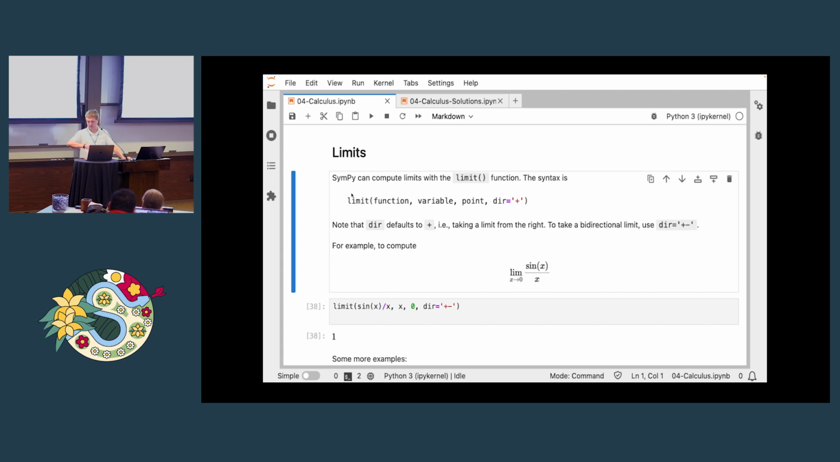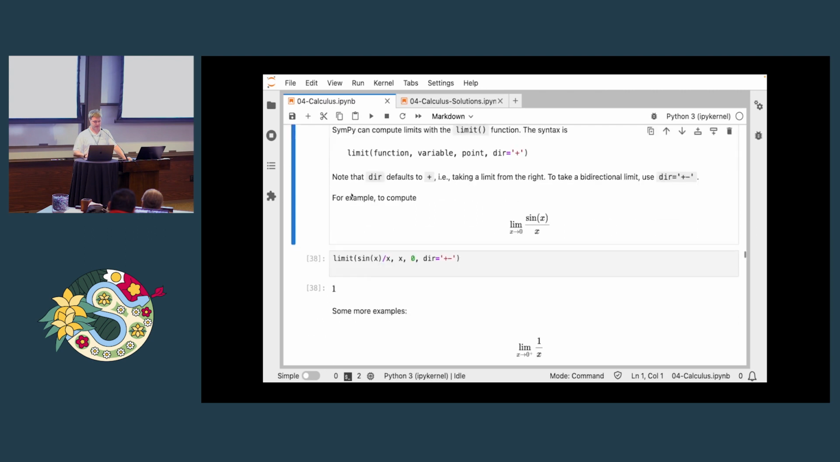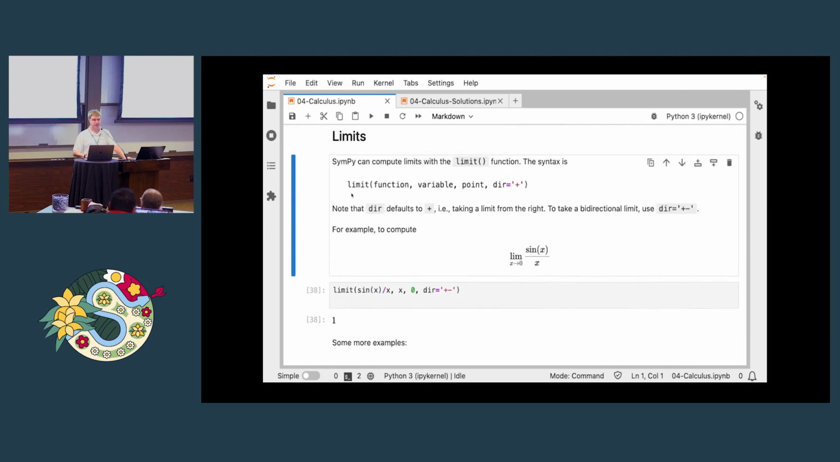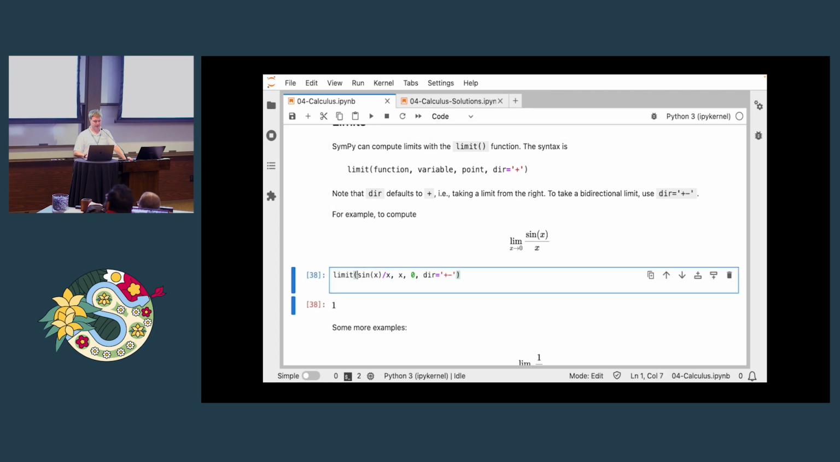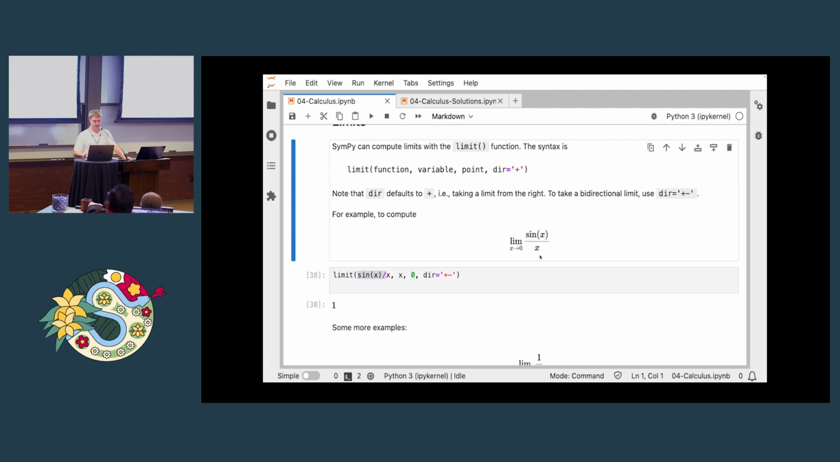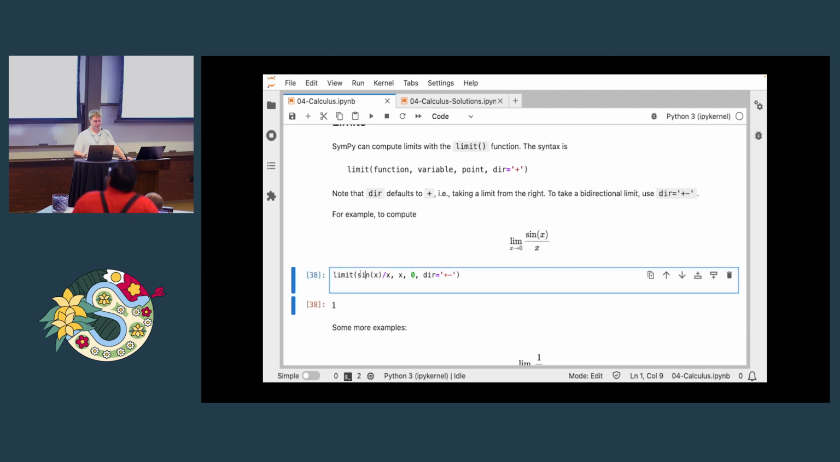All right, we may not get to series expansion, but that's okay. Any questions? All right, well, the next calculus thing is limits. The limit function works like limit, function, variable, point. So to compute the limit of, say, sine x over x, as x goes to 0, you would do sine x over x, comma 0.